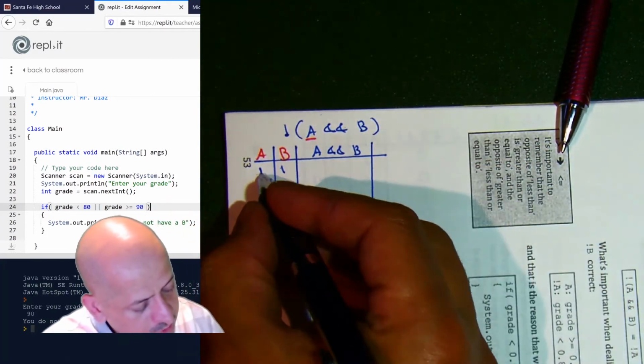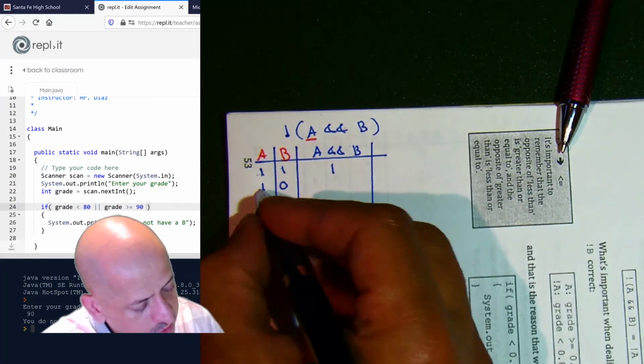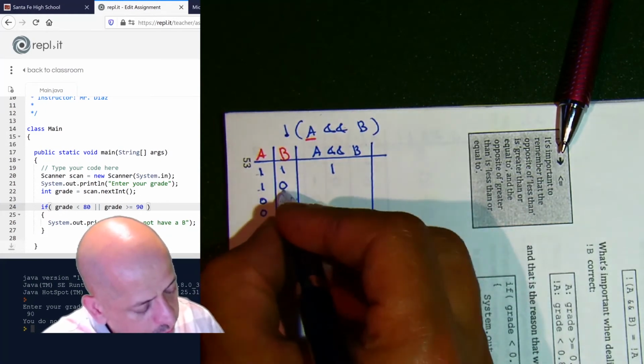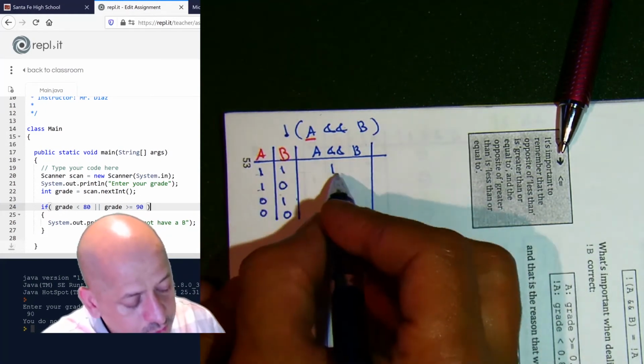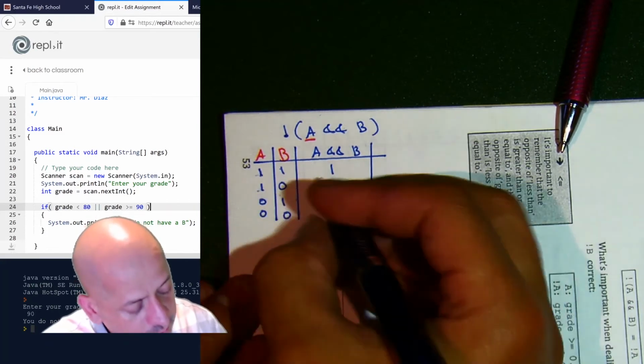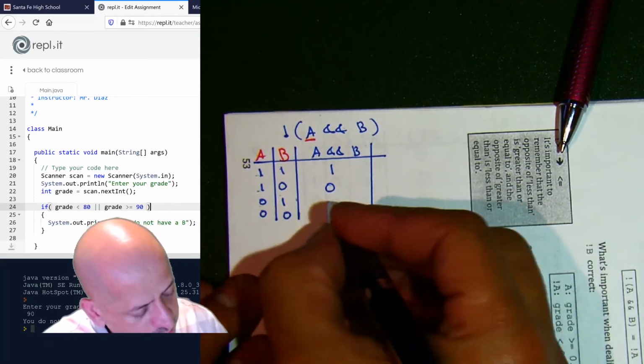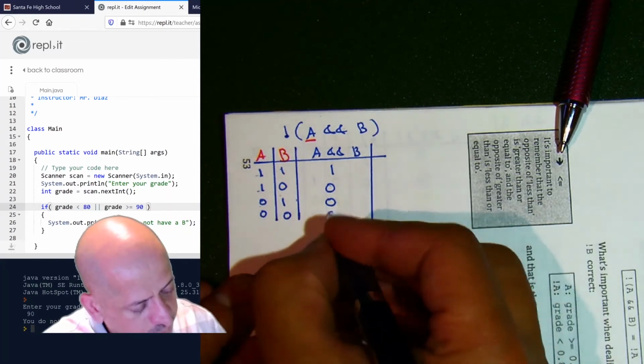So an AND gives you an AND, and true and a true gives you a true. True and a false gives you a false. False and a true gives you a false. False and a false gives you a false.